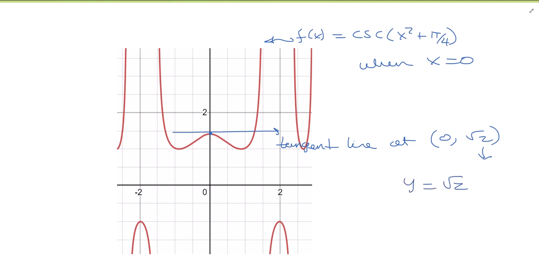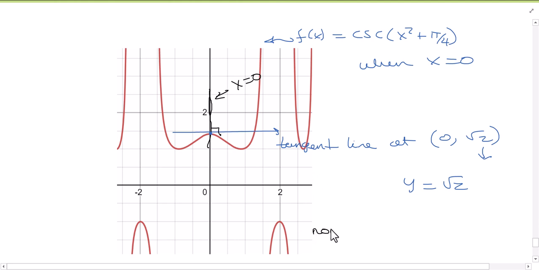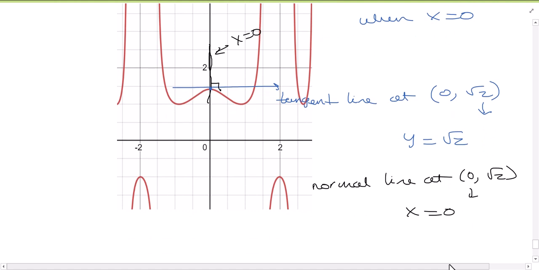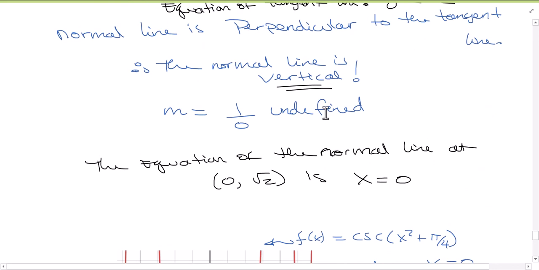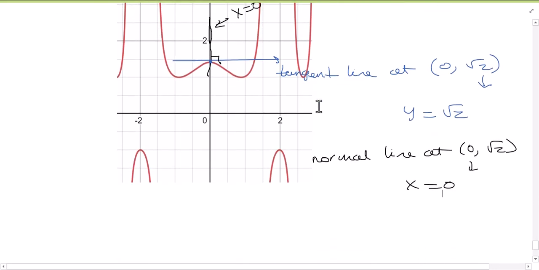The normal line is then perpendicular to the horizontal line. So the normal line is going to be right on top of the y-axis essentially, so perpendicular there. So the equation of that will be x equals 0. So the normal line at the point 0, root 2 is the x value, so it will be x equals 0, which is really the y-axis. So if you had gotten a different value for the slope, like if the slope was 2 for the tangent line, then the normal line will have slope negative 1/2.